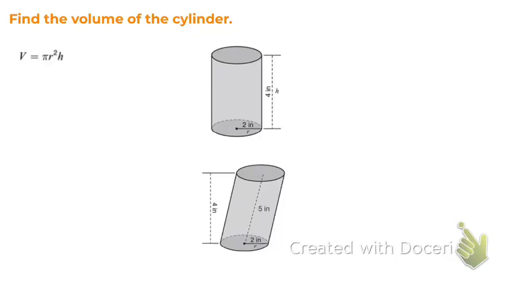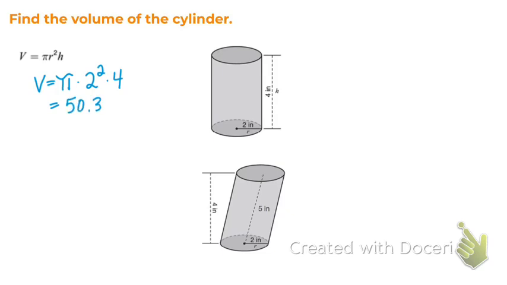Here we're asked to find the volume of a cylinder. We're going to use this formula and substitute in our radius and our height. For the first one, it's obvious our radius is 2 inches, our height is 4. And when we multiply these together, we get approximately 50.3.